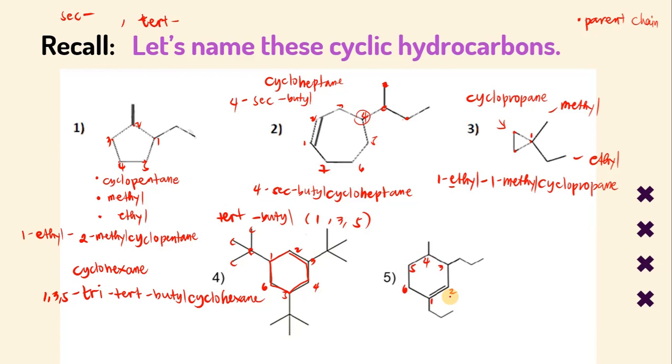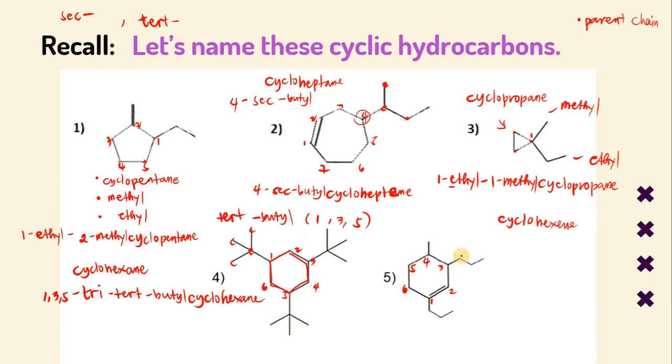What is your parent chain first? This is a cyclo. Oh, by the way, this is a butyl cycloheptene. So my bad, because it's a double bond, it's an alkene, a cyclic alkene. So here, because it's a double bond, it's a cyclohexene.